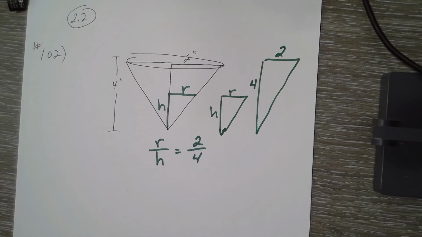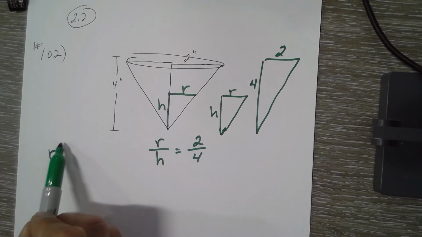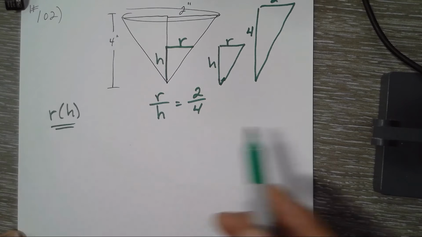Write the radius r of the surface of the water as a function of its depth. Okay, so we want to solve for r. We want to write r in terms of h. We're looking for r of h. That means r in terms of h. Okay, that's what we're looking for. So I'm going to solve for r.